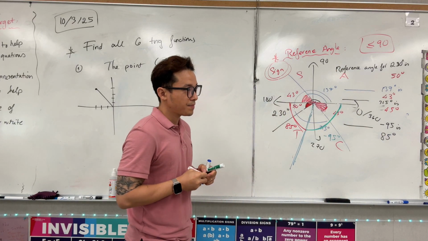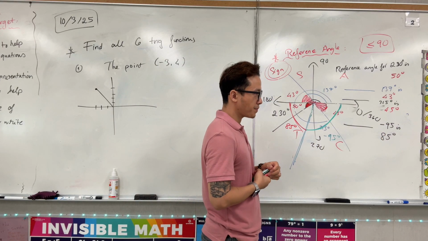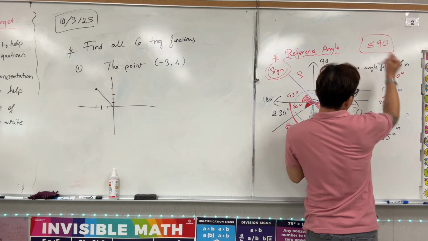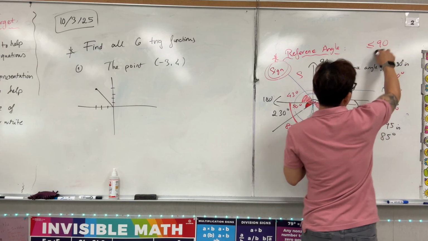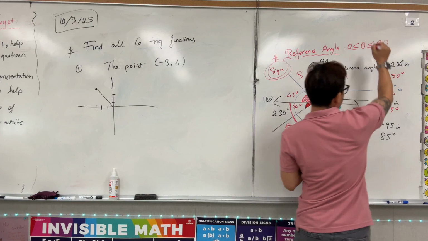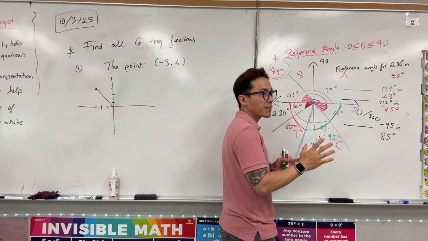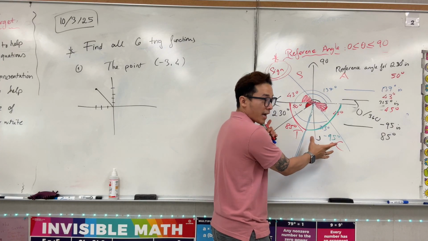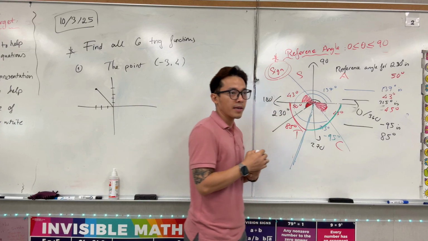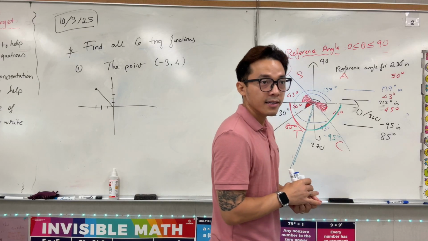Make sense? Why is it positive? Because you always want it to be between, very good, let me make it clearer here. They need to be between 0 and 90, so it needs to be positive. For reference angles, they're always positive. So if they're negative, convert it to positive. Does it make sense?